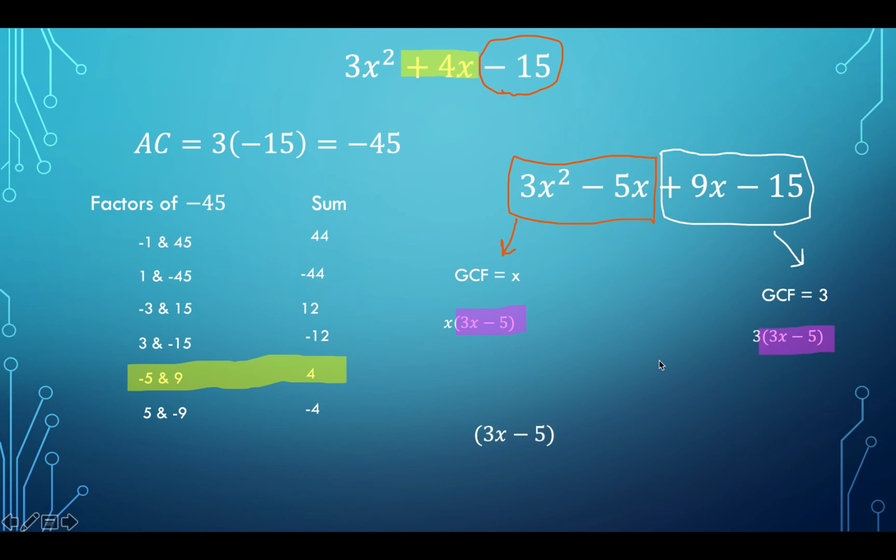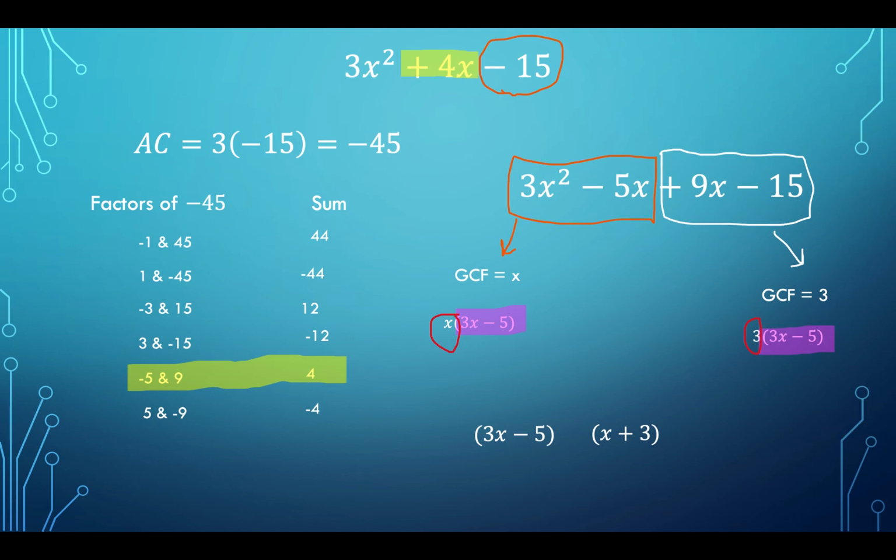So what I do is I write 3x minus 5. That's one of the factors. And then do you see how we have an x here and a 3 here? They're sitting outside the parentheses. That's what's going to go in our other set of parentheses. So I rewrite that: x plus 3.